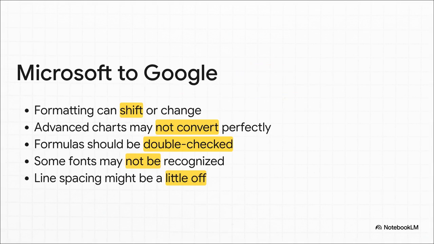Okay, a quick pro tip for you. So, something to watch out for. When you're moving files between, say, Microsoft and Google, the translation isn't always one-to-one. You might see some weird formatting shifts, or a really fancy chart might not look quite right. So it's always a good idea to just give that imported file a quick once-over. Check your fonts, check the spacing, and make sure everything looks good.